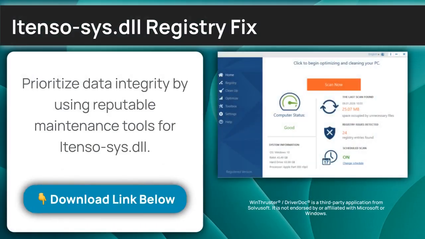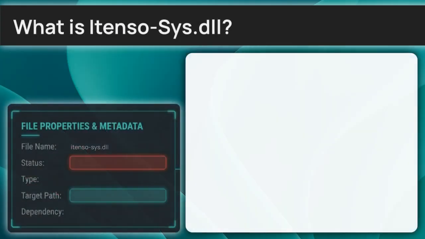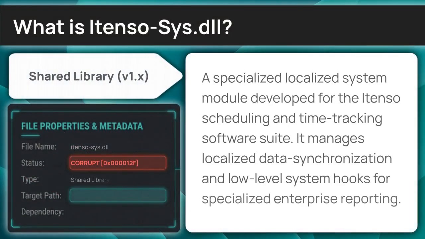This is the Itenso System Library, a specialized localized system module developed for the Itenso scheduling and time tracking software suite. It manages localized data synchronization and low-level system hooks for specialized enterprise reporting. Let's transition to the solution, starting with the official Microsoft redistributable.